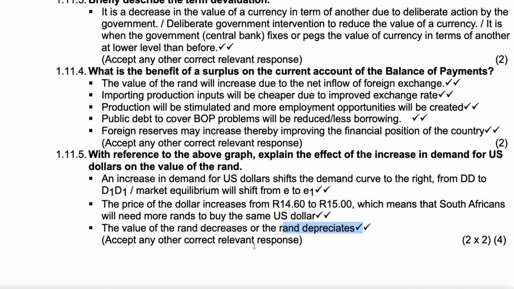So basically, since it's 4 marks, you have to say more than 1 point. But bottom line, the rand has depreciated. So however it is that you put it, bottom line, you must arrive at the point that the value of the rand is going to go down.